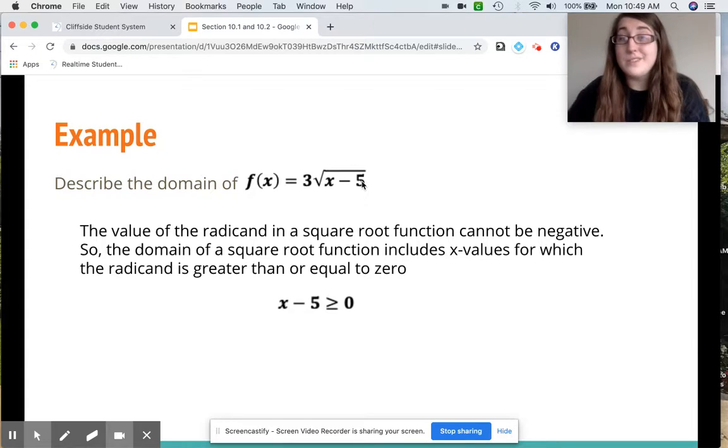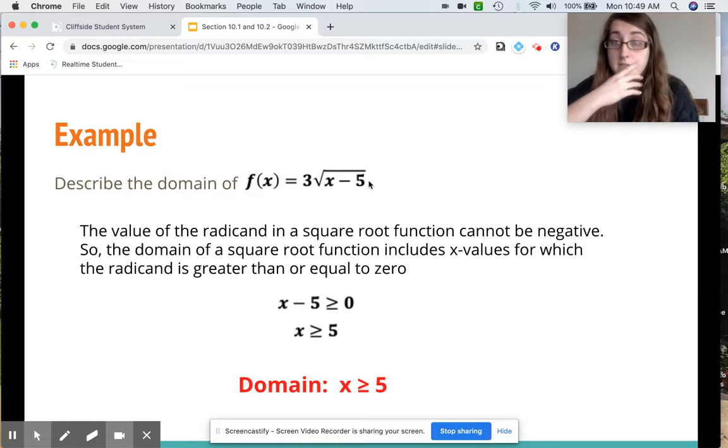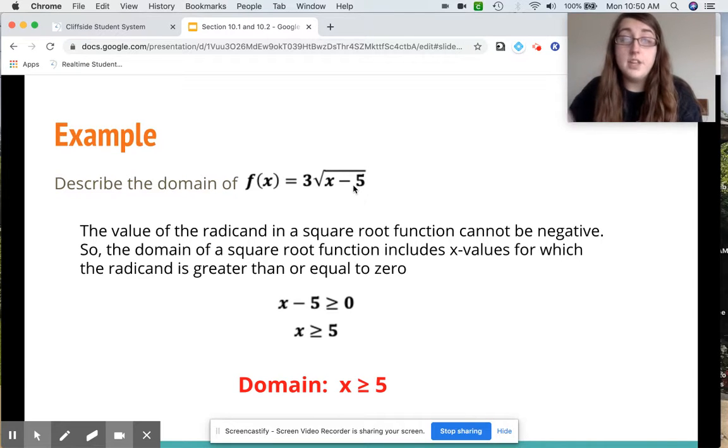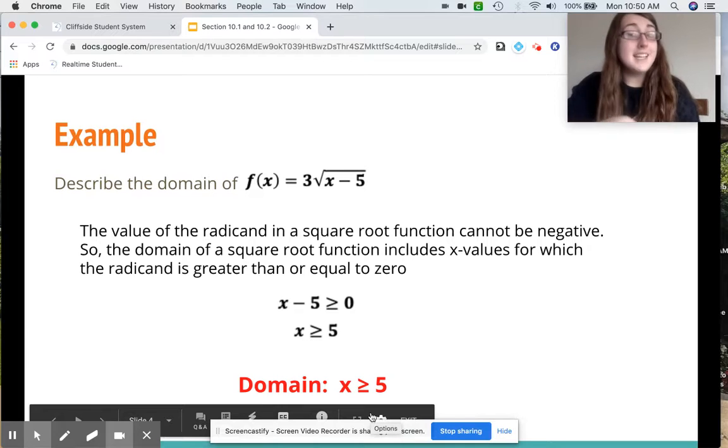So from there, you can solve for x, and from there, you get your domain. So add 5 to both sides. So your domain is x is greater than or equal to 5. And this also goes into transformations. If you remember, minus 5 inside the function really tells you you're taking your graph and moving it to the right 5. So that's why instead of it being at 0, it's now at 5.